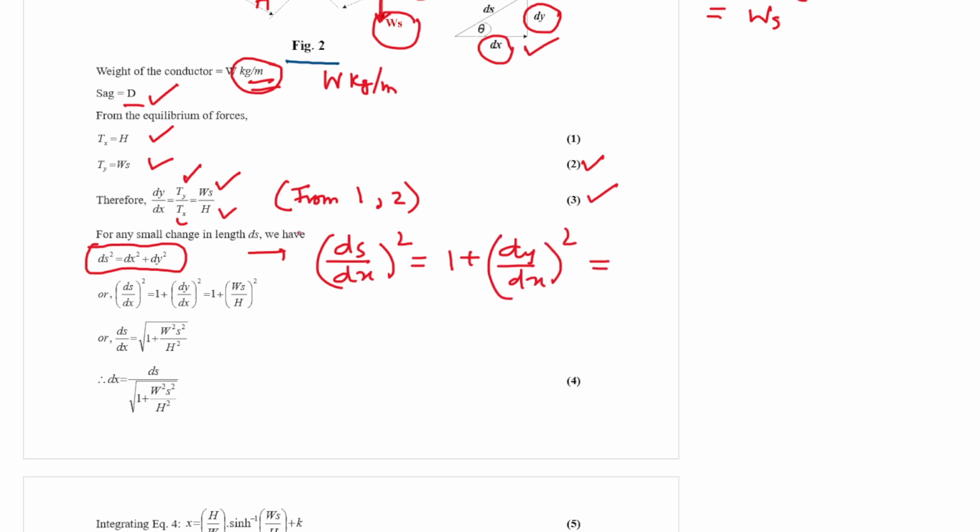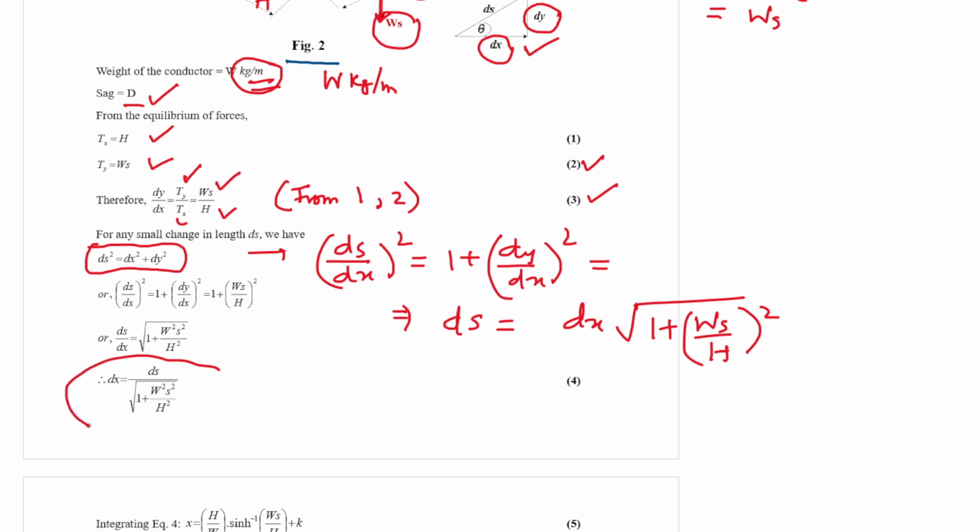Now what is dy by dx? dy by dx is equal to Ws by H. So we can write ds is equal to dx into under root of 1 plus Ws by H whole squared. So from there dx is equal to ds divided by this entire term, root of 1 plus W squared s squared by H squared. So this is equation number 4.